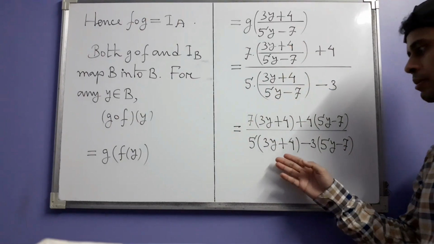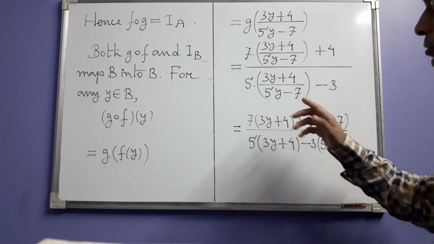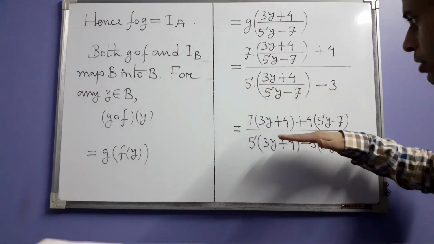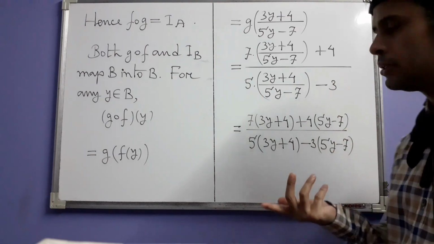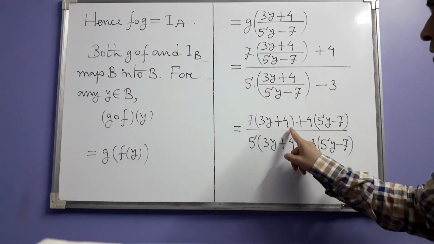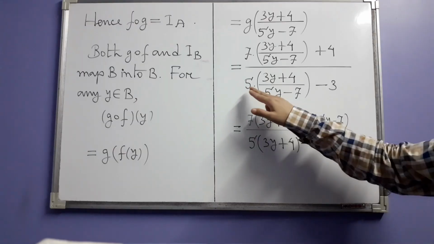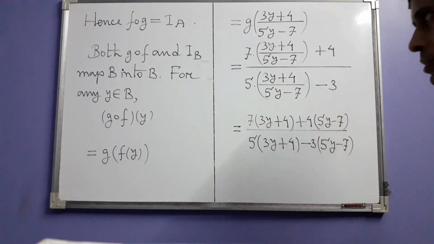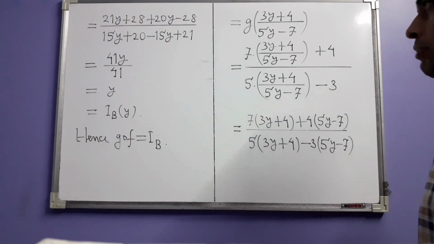And then in the next step, actually we have skipped one step here, namely that step where we would write this divided by 5y minus 7 and this divided by 5y minus 7, because that 5y minus 7 ultimately will vanish, so we did not write that. So instead we are having 7 times 3y plus 4 plus 4 times 5y minus 7, and in the denominator we have 5 times 3y plus 4 minus 3 times 5y minus 7, and now we can continue.